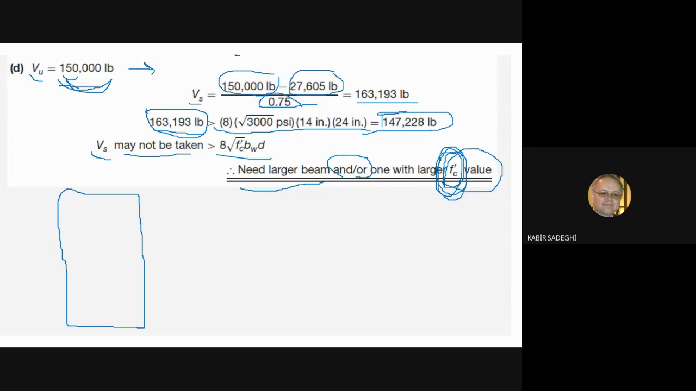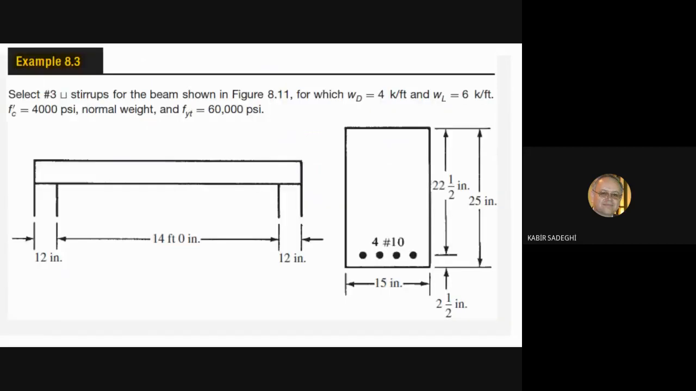Therefore, we saw 4 different cases, 4 different results. Now let's see how we design the stirrups along the length of the beam and how we change that. Select steel number 3 as a stirrup. Over here, steel is selected by us. We just should calculate the spacing, because we always select the stirrups in small sizes.